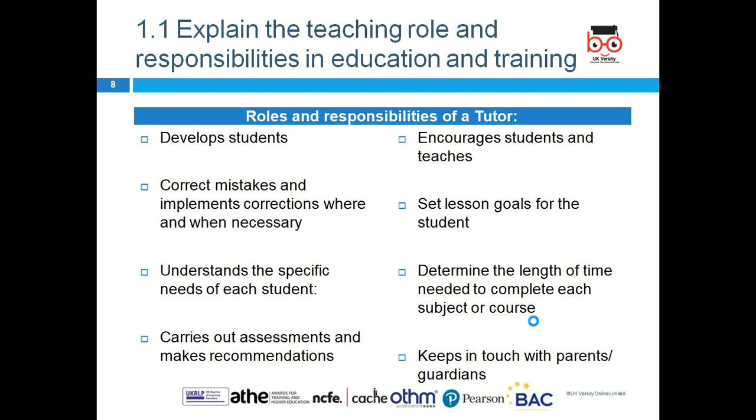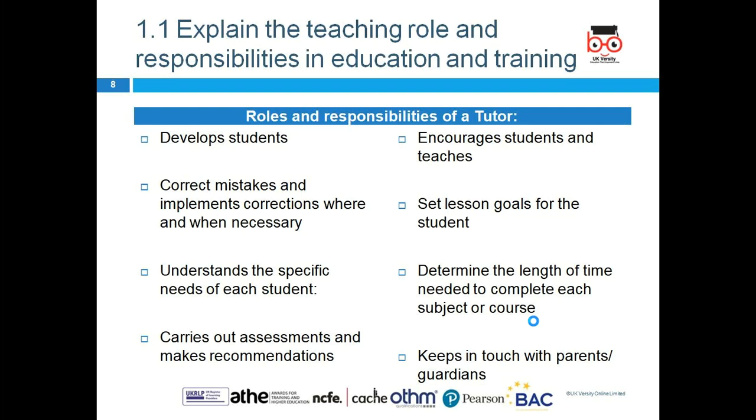And then they'll go ahead and set a plan in place to help them to intervene and to give them a bit more of a session where they can work up towards their potential. They'll correct any mistakes and then they'll implement any corrections. They know the specific needs of each student because they've carried out that assessment.